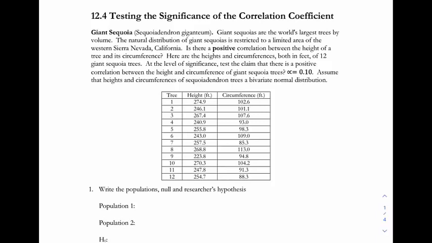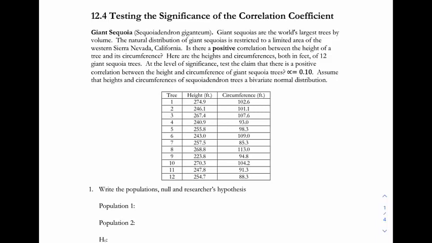Is there a positive correlation between the height of a tree and its circumference? Here are the heights and circumferences, both in feet, of 12 giant sequoia trees. At a level of significance, test the claim that there is a positive correlation between the height and circumference of giant sequoia trees. Use alpha equal to 10%. Assume that the heights and circumferences of the sequoia trees follow a bivariate normal distribution.